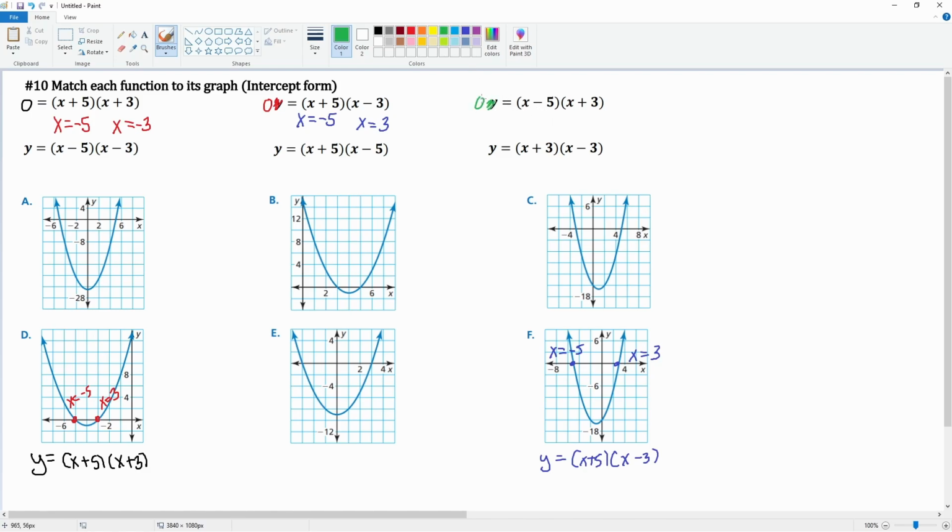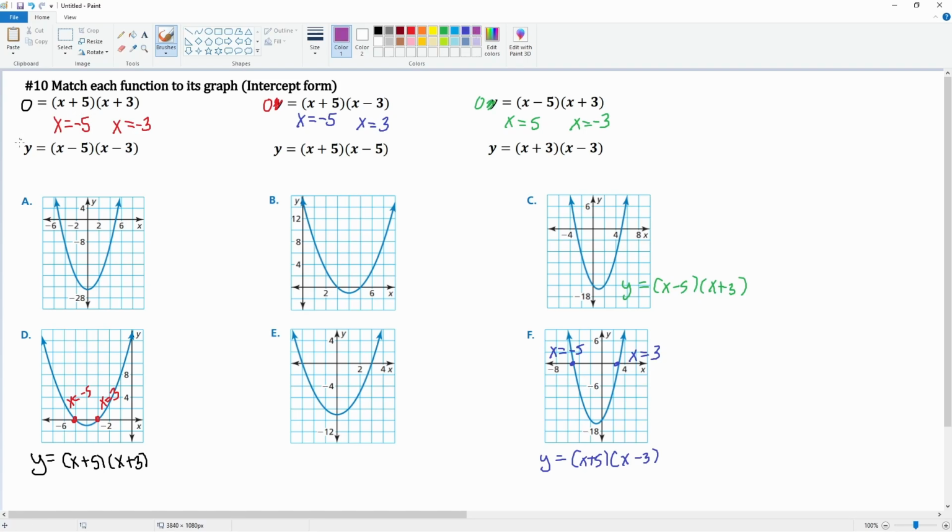Next, we set this equal to 0 and solve. We have x is equal to 5 and x is equal to -3. Which one is like that one? Let's see. 5, 2, 4, 5, and it looks like it has a -3. So it should be this one. This is y is equal to (x - 5)(x + 3).